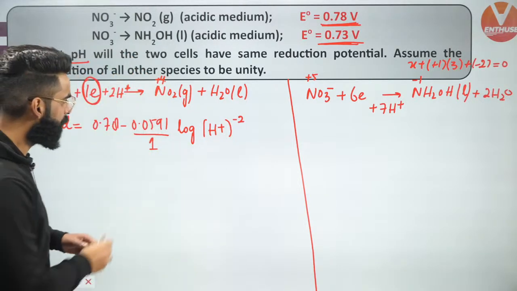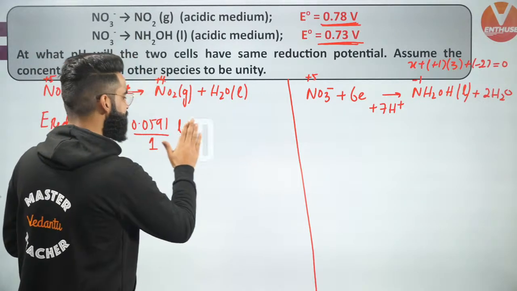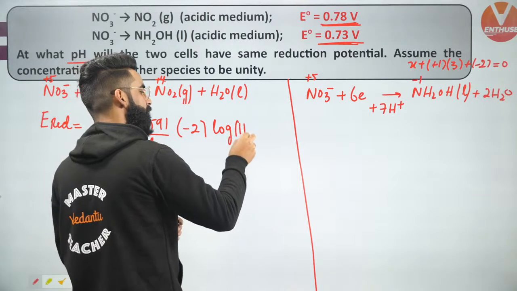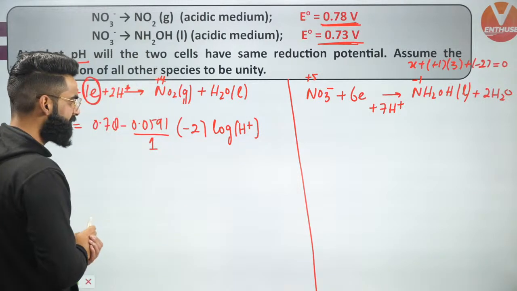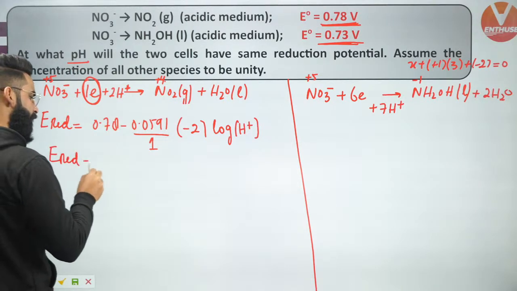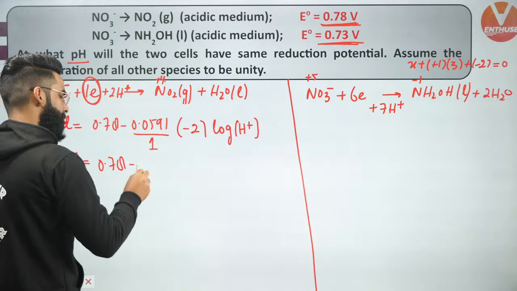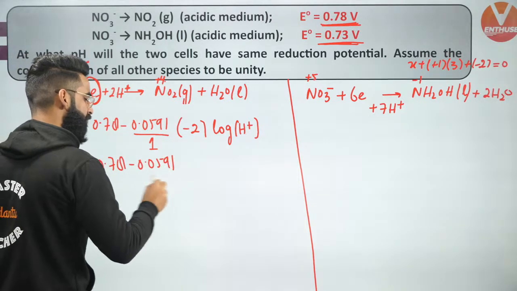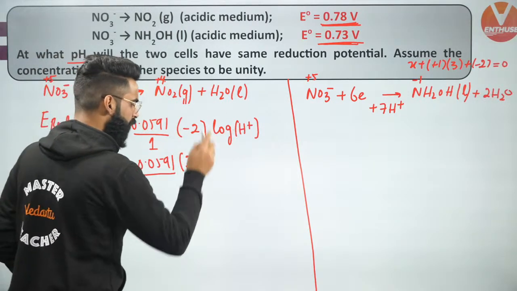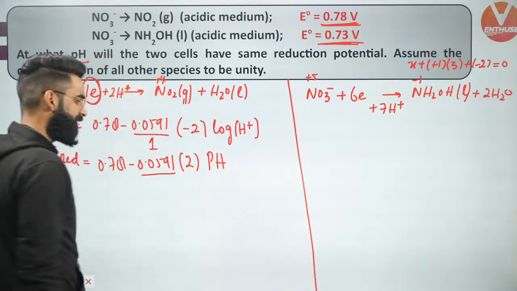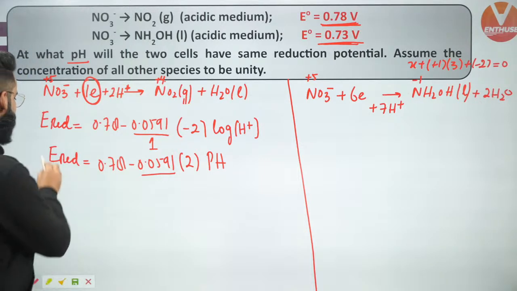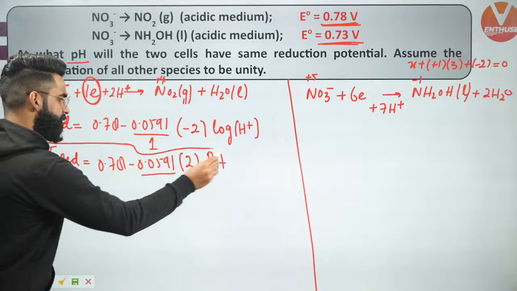Now log of m to the power n, can I write it like this? n log m. Can I take this -2 to the front? Can I say it's going to be log of H positive? So the reduction potential of the electrode is simply going to be 0.78 minus 0.0591 divided by 1 multiplied by 2. Can I say minus log of H positive is what we call as pH? Yeah, that's what we call as pH.